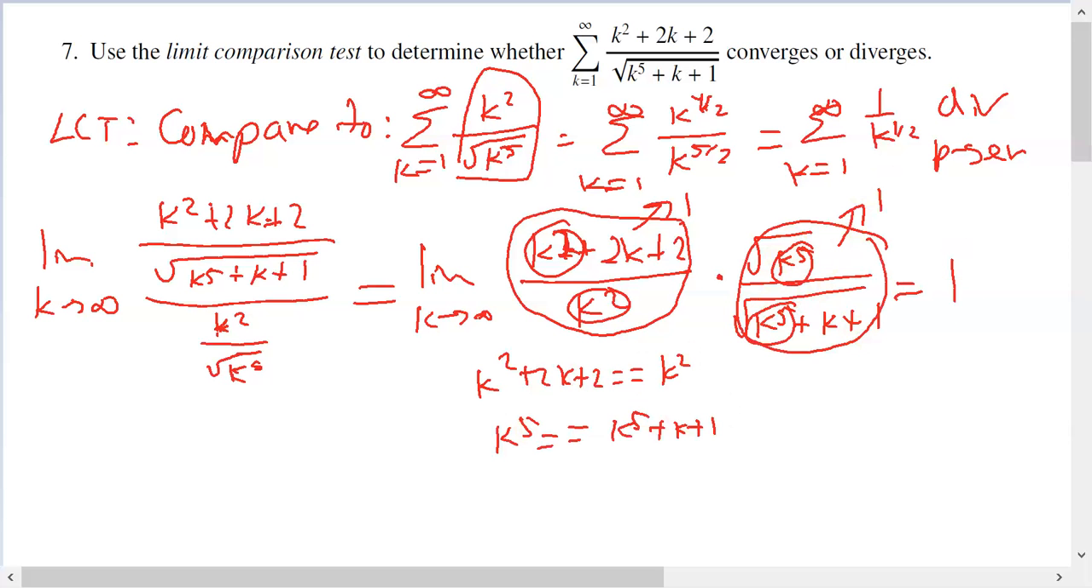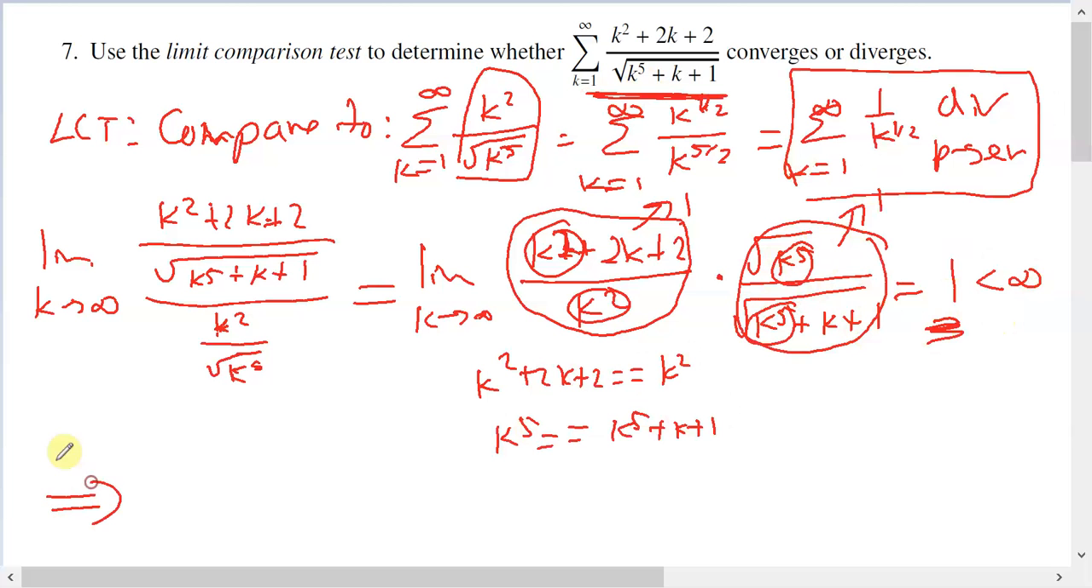So I get 1. And that's important to note that this is finite and it's positive, and that's what we need for the limit comparison test, is for this limit to exist. And when that limit does exist, my series will do the same thing as the series I compared it to, which is diverge. So the limit comparison test here says that I have a divergent series.